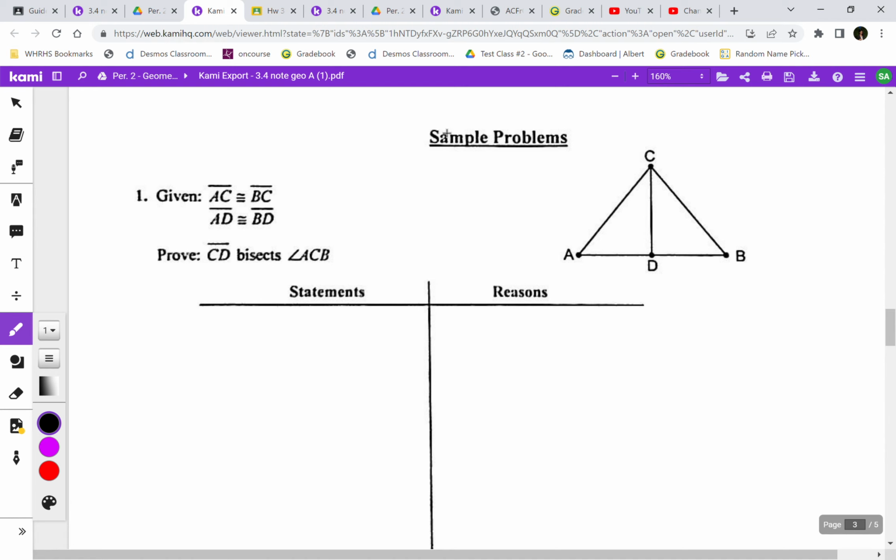So here it says that segment AC is congruent to segment BC. No conclusion to make there. Livy, you with me? Yeah. Adrian? Wait, so you can make conclusions in any order, right? Yep, correct. Then we have segment AD is congruent to segment BD. No conclusion to make there.